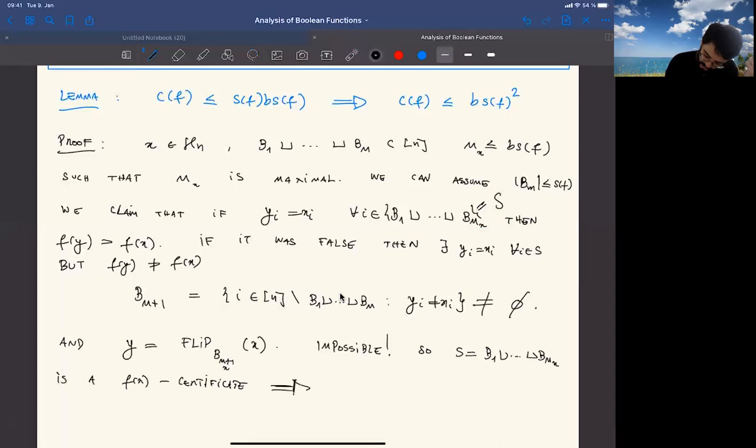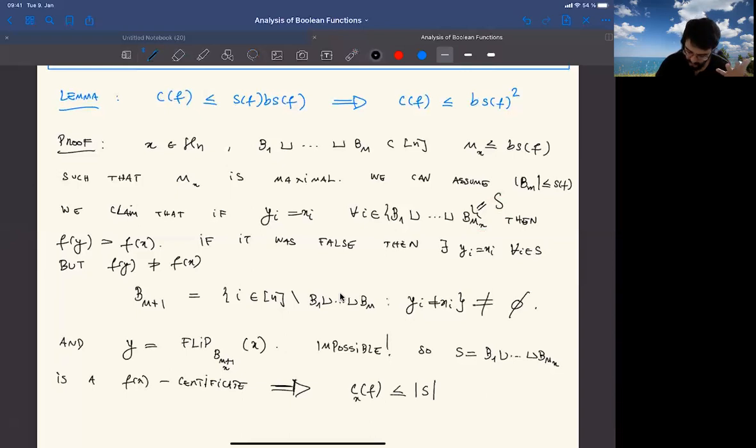And so that implies that the local certificate at x is less or equal than m_x, which is less or equal than BS of f. Oh, sorry, wrong explanation. It was right in a way. So the local certificate is less or equal than what? Than the size of S, okay? Because S is a certificate.